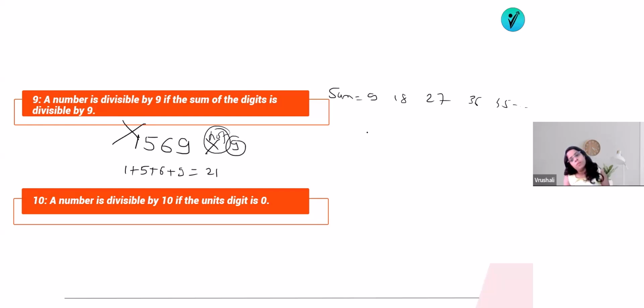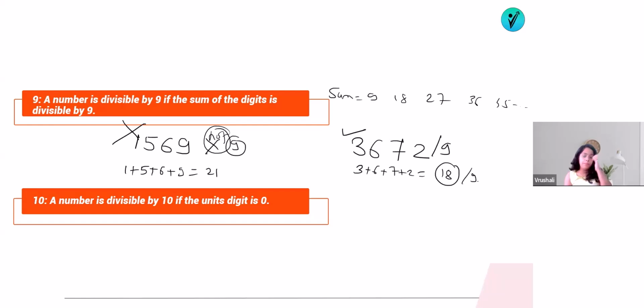Okay, but instead of that, suppose I took a number 3, 6, 7 and 2, for example. Now we'll check this sum. 3 plus 6 plus 7 plus 2. You can see 3 plus 6, 9, 9 plus 7, 16, 16 plus 2, 18. 18 is divisible by 9, so the whole number will be divisible by 9.